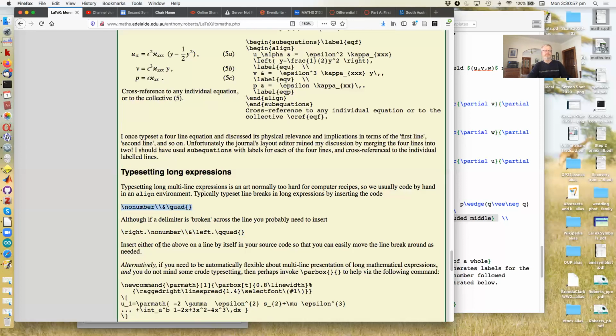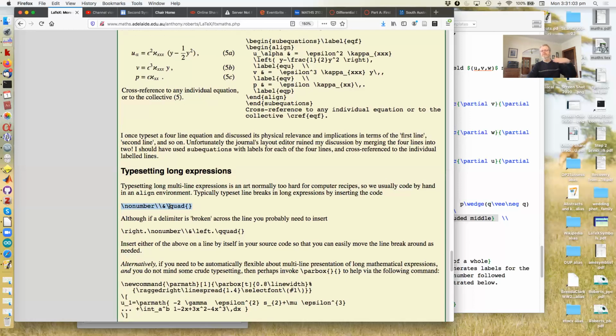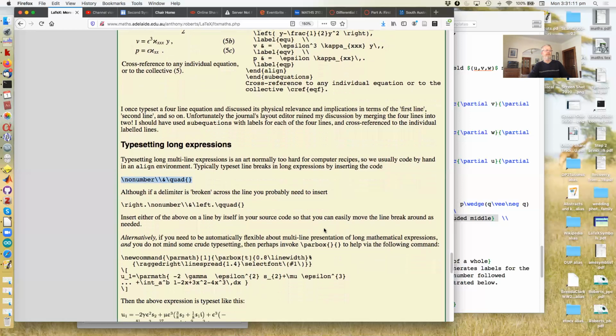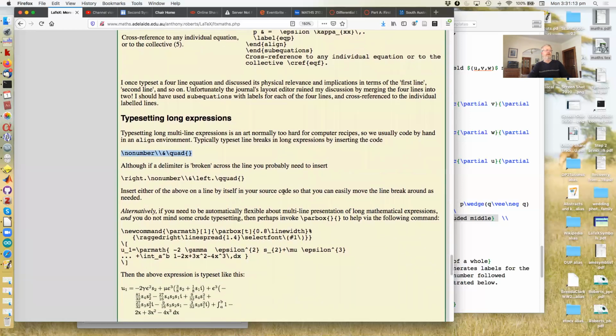Begin this. Generally insert this sort of code on a line by itself so that you can easily move it around in the source code. Right, so that's what's generally done. That gets you the best results. You inputting the higher level decisions.